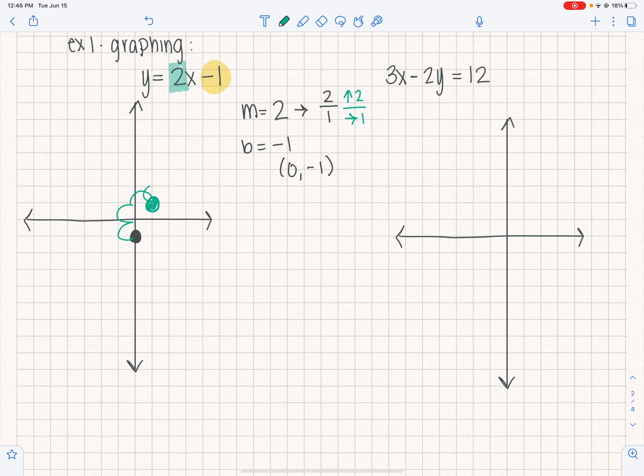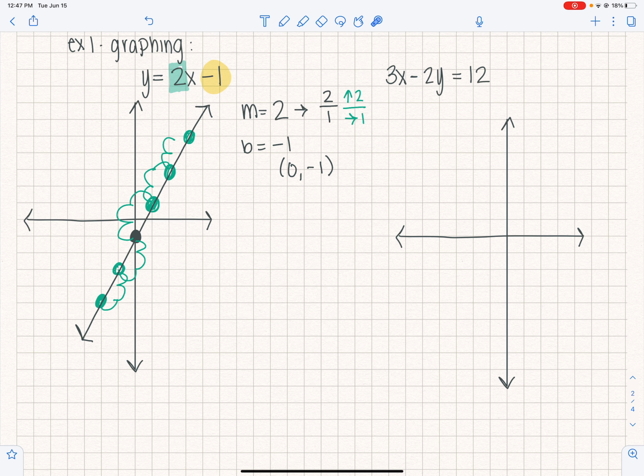I can keep doing that. Rise 2, run 1. Rise 2, run 1. I can keep doing that for as many as I want. If I want to go backwards, I have to reverse them both. So I have to fall 2, run left 1. Fall 2, run left 1. So I have to reverse both the top and bottom. And then that gives me my line, y = 2x - 1. This is a positive slope. m equals 2. So I would expect it to go uphill from left to right.